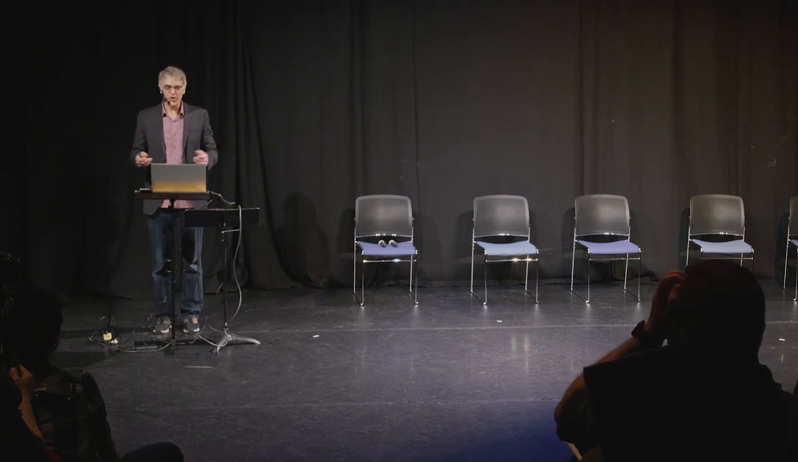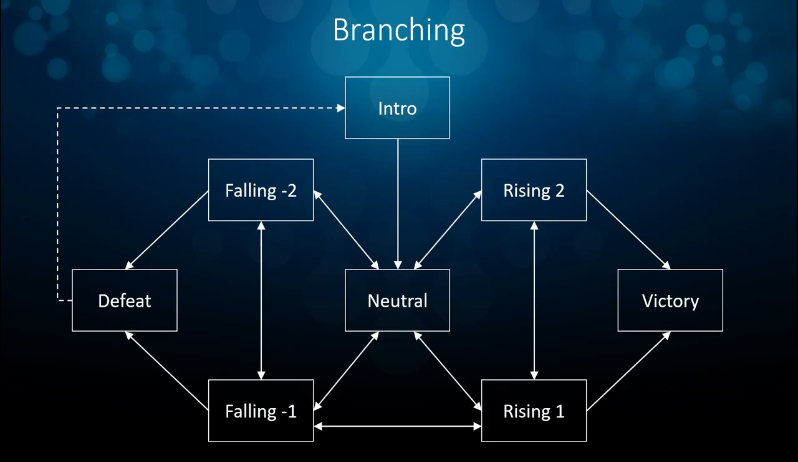And another mechanic is called branching, basically. It looks like sequencing, but instead of going in one specific direction, usually you start somewhere in the middle of it and you can branch to various game states. This example was for a puzzle game, and depending on how you were performing and what kind of jewels you were taking, you could fall down to defeat or rise up to victory.